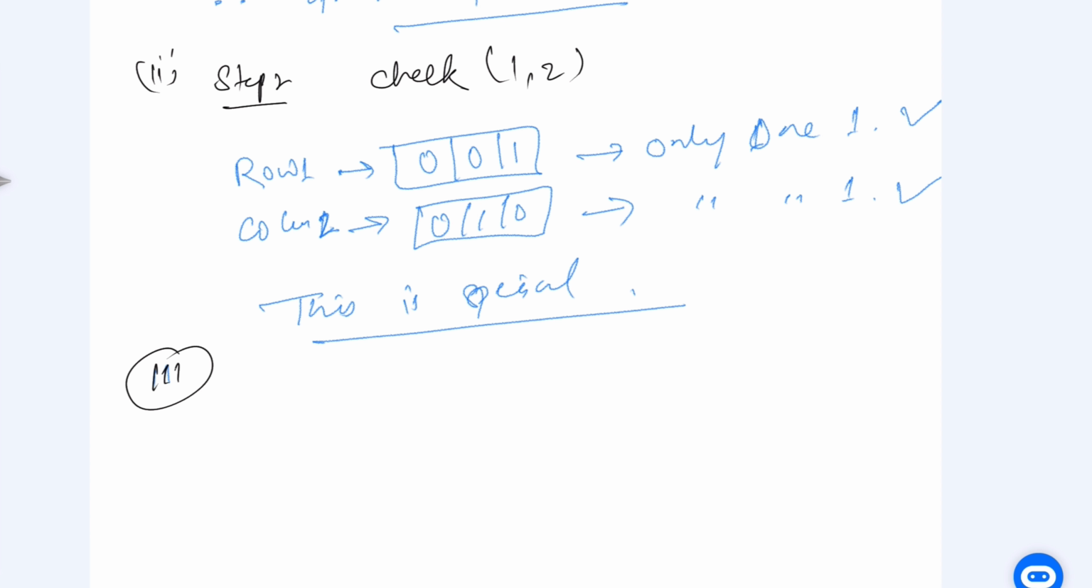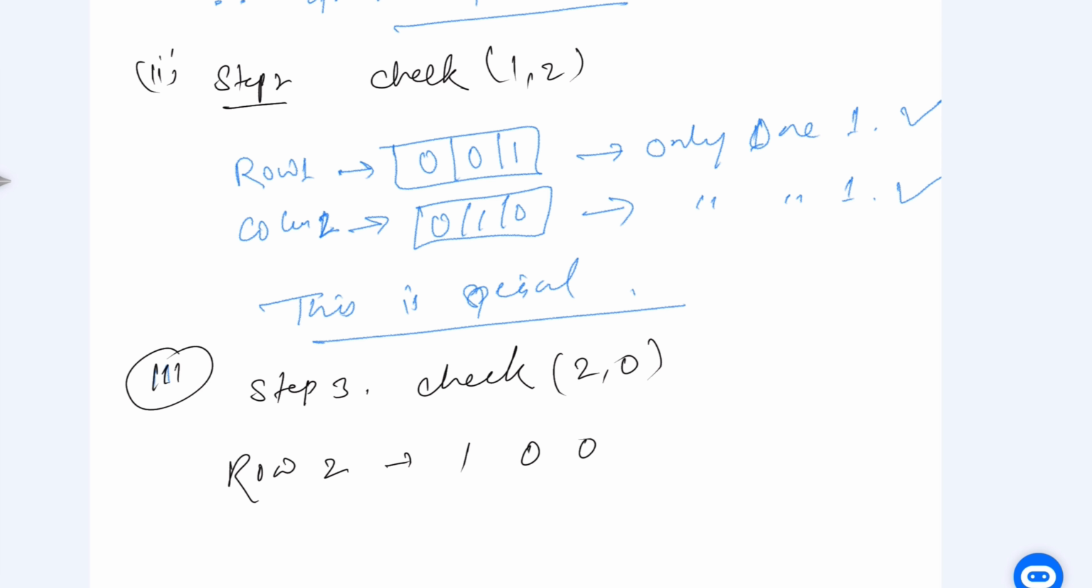Sorry, guys. So step 3 we will say, let's check 2, 0. At 2, 0 we have 1, right? Means we are talking about what? We are talking about row 2 where we have seen 1, 0, 0. Correct, guys? So how many 1s are there? There is only one 1 there. Only one 1 is there.